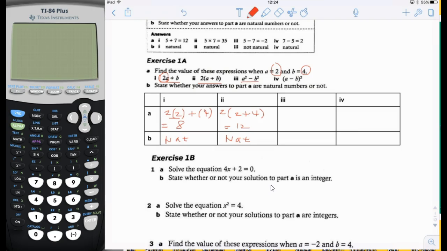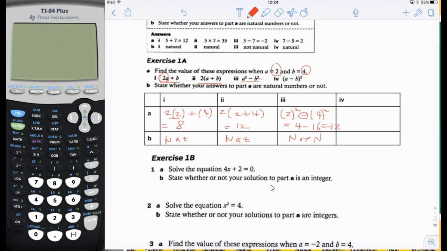What about a squared minus b squared? So that would be 2 squared minus 4 squared. And the minus sign is done last. You see the exponent comes before the subtraction because in PEMDAS, E comes before S. So this is going to be 4 minus 16. It's going to be negative 12. Negative 12 is not a natural number.